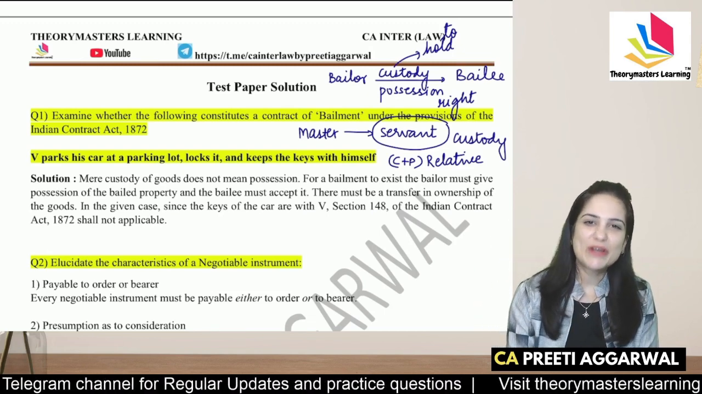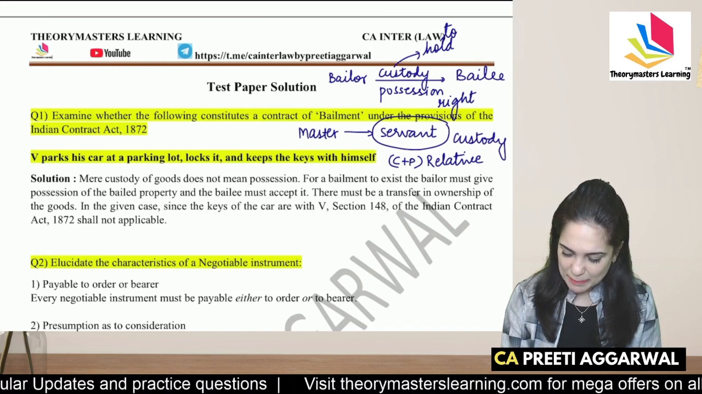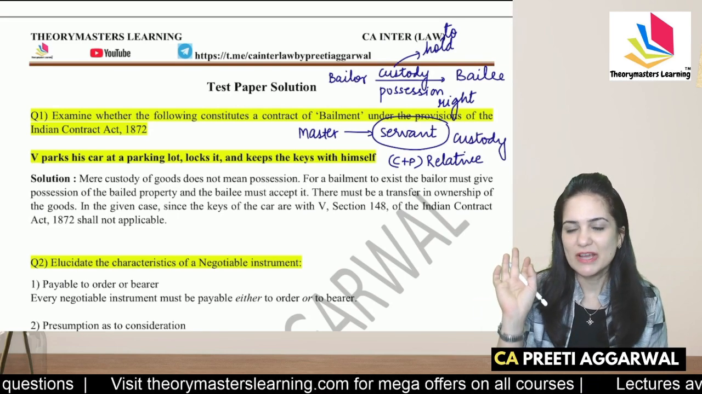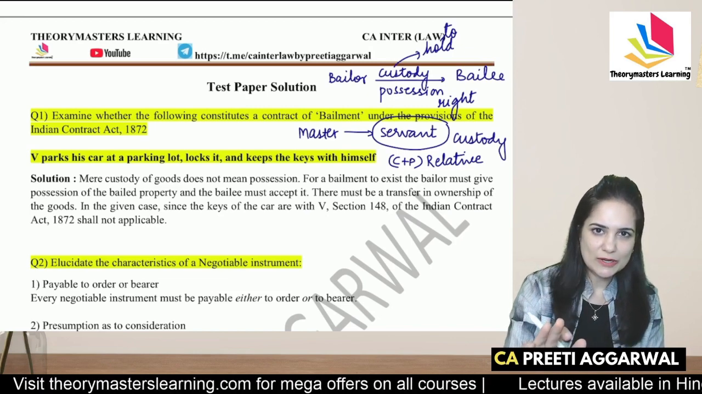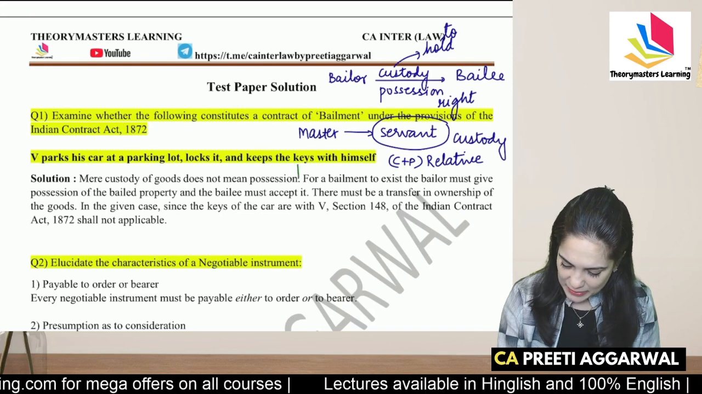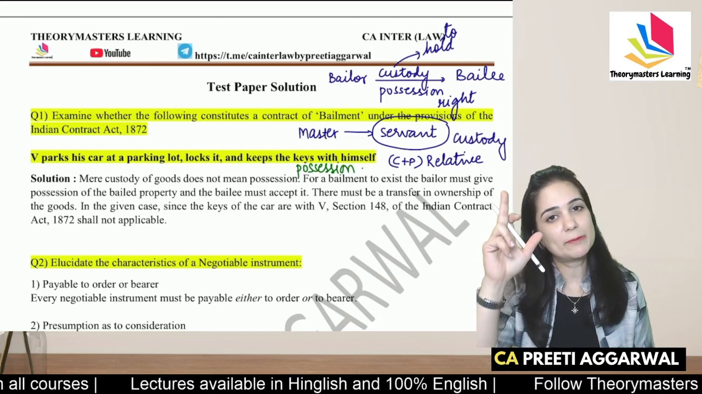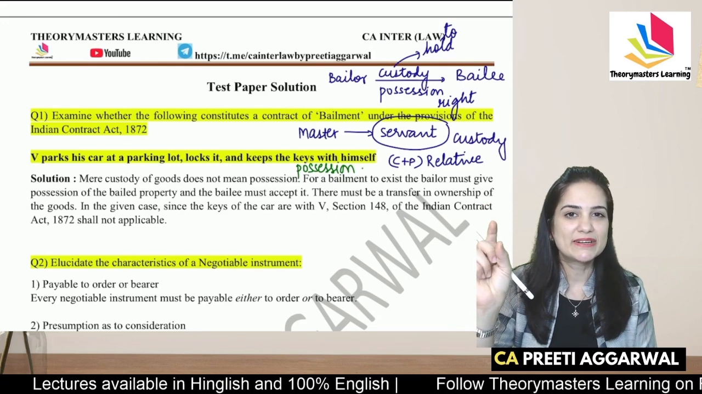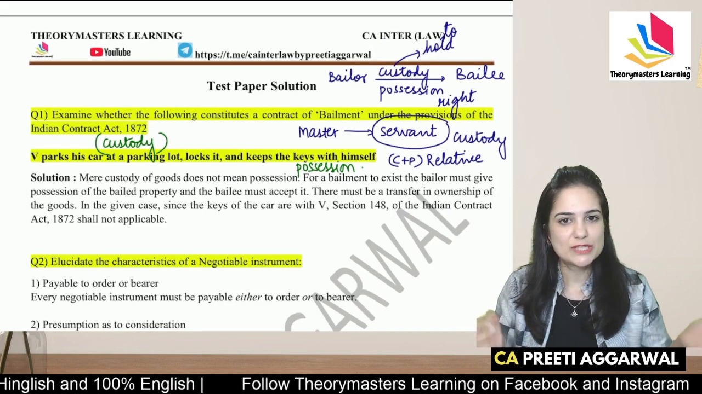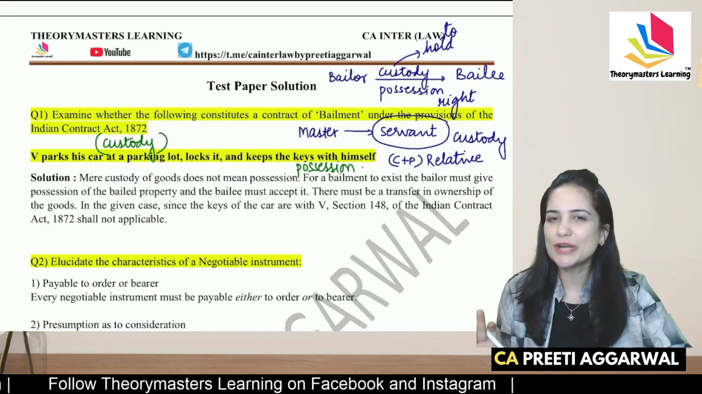So on the basis of that concept, let us see what is the answer to this question. V parks his car in the parking lot, but he keeps the keys with himself. Now, will the owner of the parking lot be able to do anything with the car without the keys? No. Keys represent possession. V has parked his car in the parking lot. He has locked it. The custody is with the owner of the parking lot, but the possession is with V. Custody is with one person, possession is with the other person. It is not a contract of bailment.